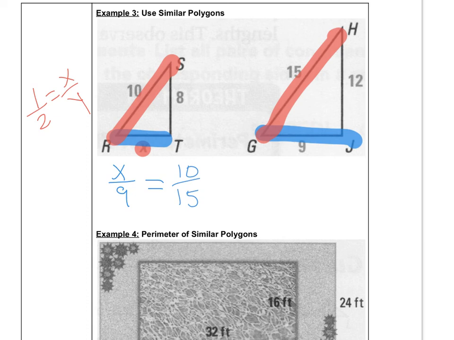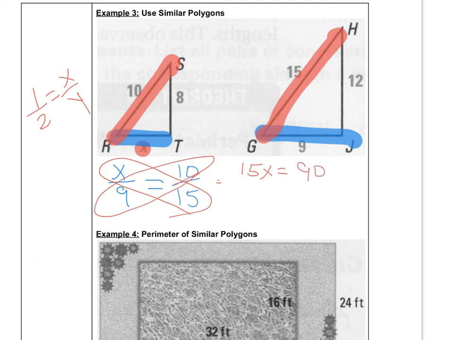Now we cross multiply. I always like to start with the variable. So I'm going to have 15x is equal to 9 times 10, which is 90. Divide by 15. And x is going to equal 6. So that is the length of this side down here, RT. It is 6. And that's all you've got to do.